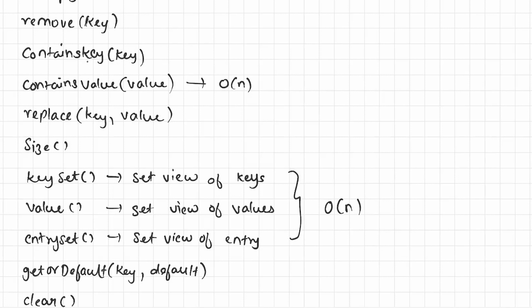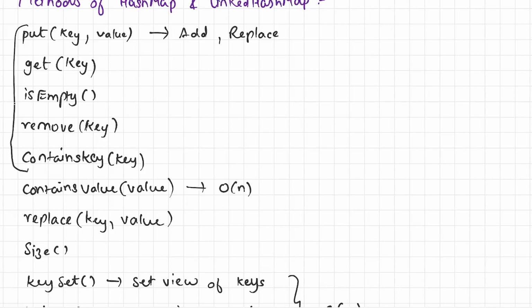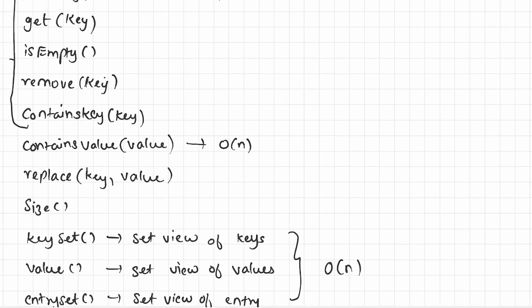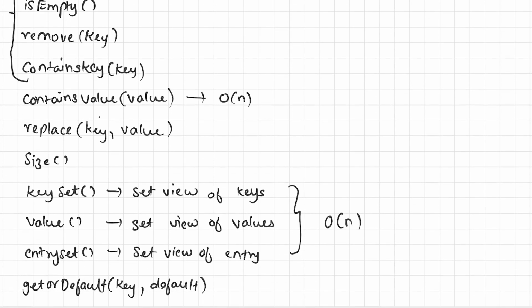Now the next method is containsKey. containsKey is used to check whether the specified key is present in the HashMap or LinkedHashMap or not. Now all of these methods take Big O of 1 time to perform the operation. Now the next method is containsValue. containsValue is used to check whether the given value is present in the HashMap or not. So to find that value, HashMap or LinkedHashMap has to traverse all the key value pairs present in the HashMap. That is why the time complexity of this method is Big O of n.